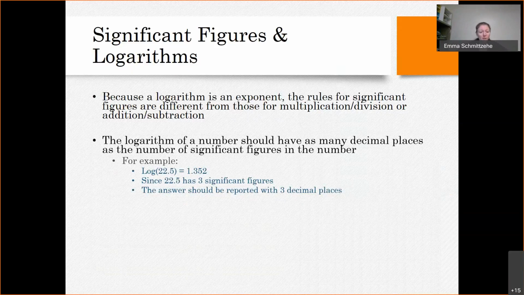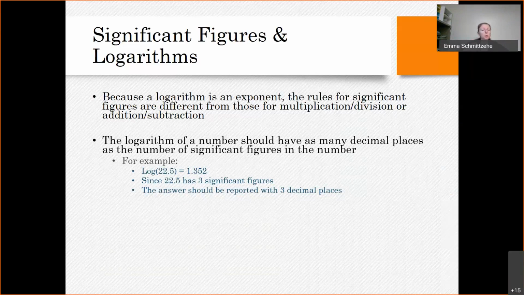But I reported the answer as 1.352, and that's because the number I took a log of has 3 sig figs, right? The 2, the 2, and the 5. It's 3 sig figs. So I need to report 3 decimals.